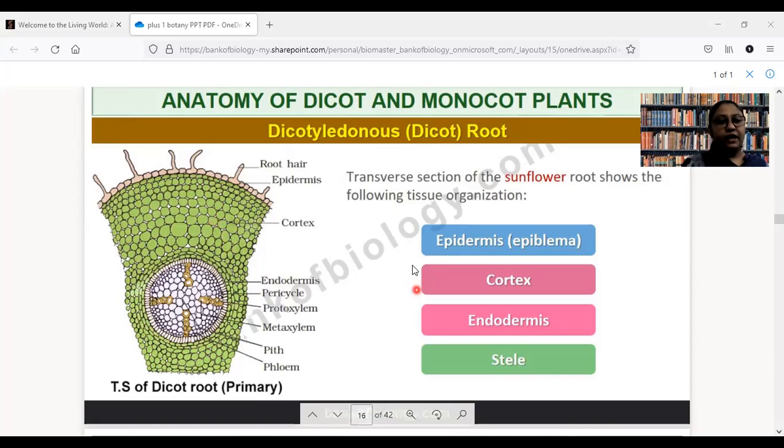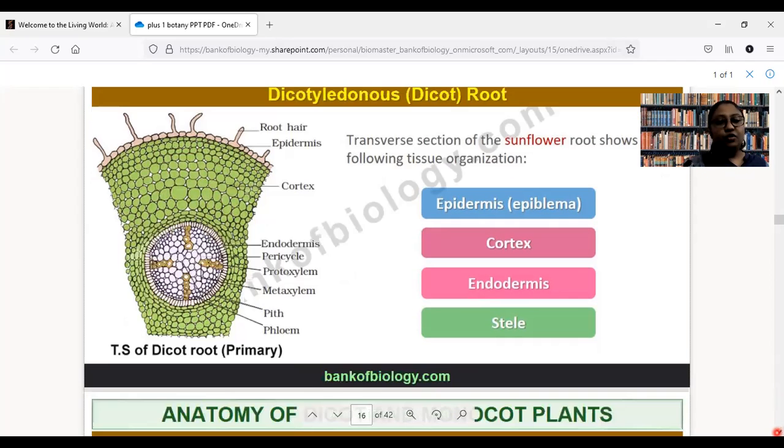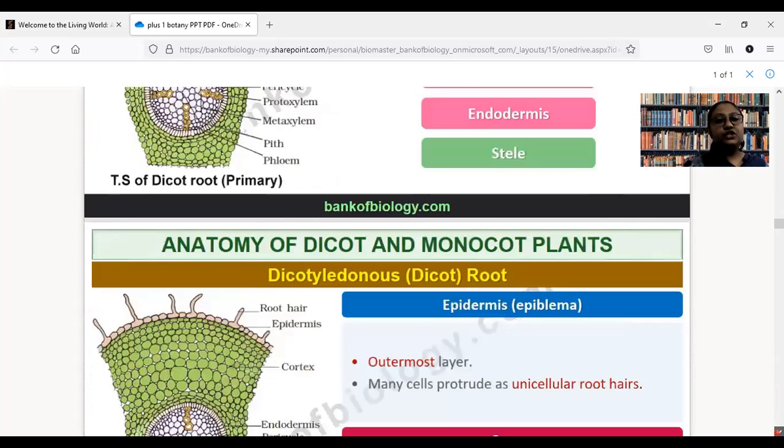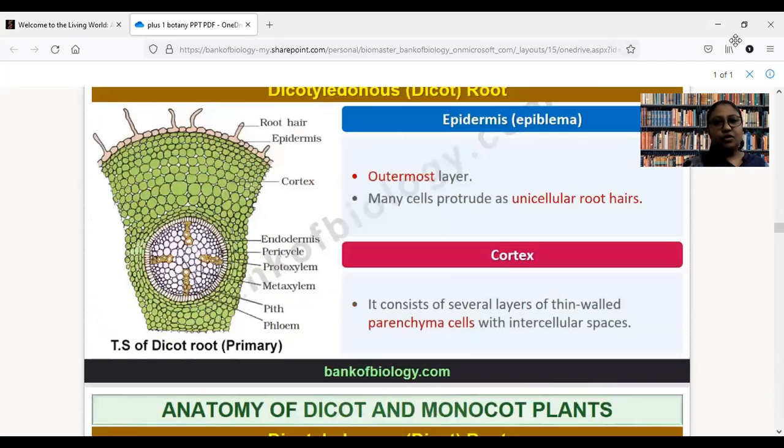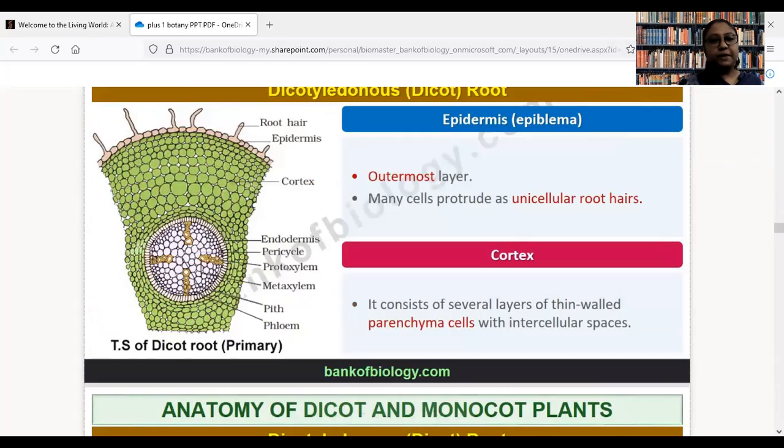Okay. So after epidermis region there is cortex. You can see the majority part of the root is cortex. Okay. Then there is endodermis. You can see this layer of endodermis which is encircling the vascular bundle. So let us know about each of them in detail. Okay. So the outermost part is epidermis. It is made up of mainly parenchyma and it has unicellular root hairs. Then is cortex. It is also made up of parenchyma cells, and generally they are thin walled with intercellular spaces.